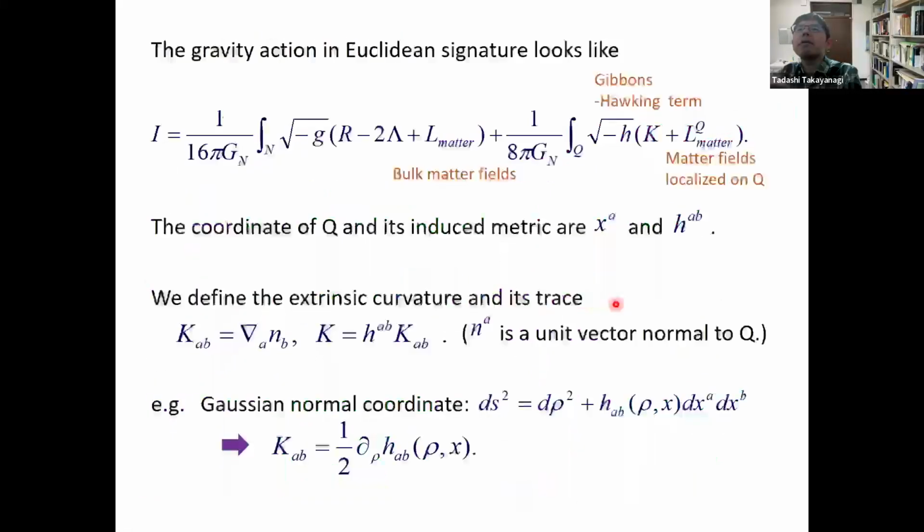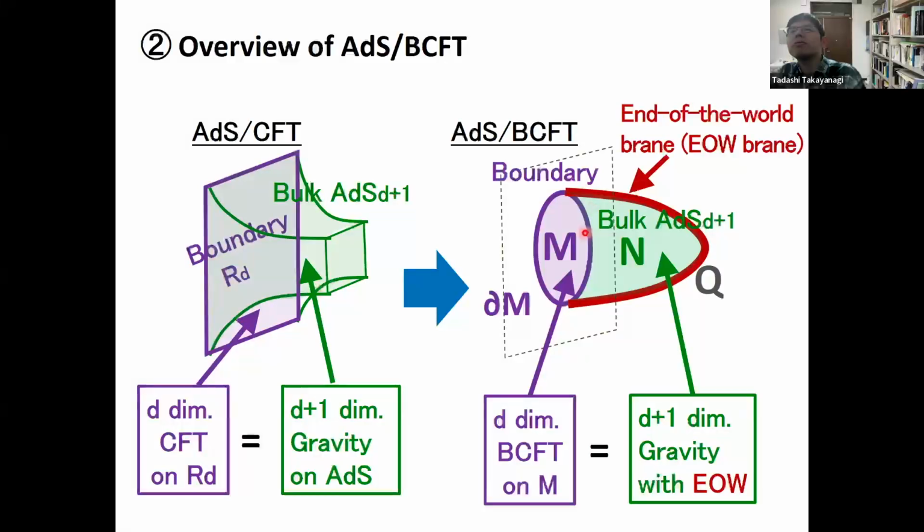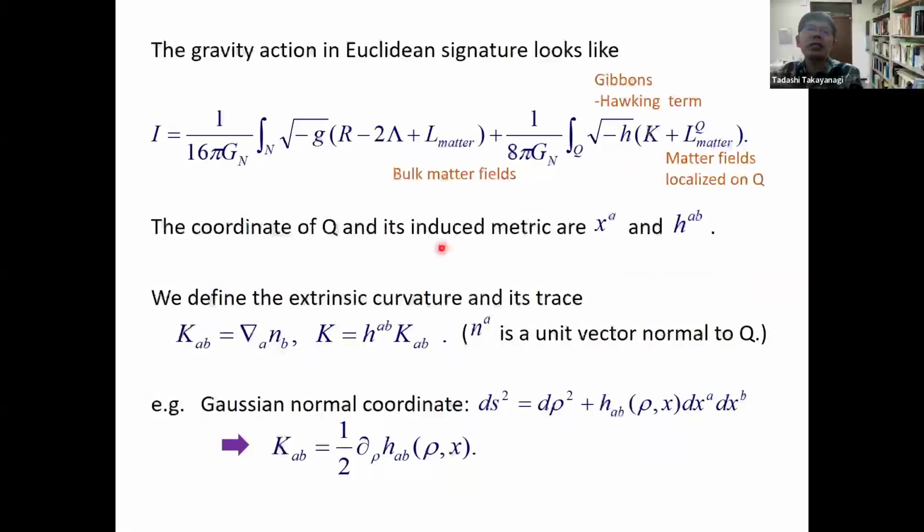So this integral is over the whole Q, that means the end of the world, right? The bulk region is this region N, and there are two boundaries, M and Q. The boundary of N is M and Q. For M, we just put the usual Gibbons-Hawking term, as in usual AdS/CFT. I didn't write it, but there is a term with square root of minus h times K.